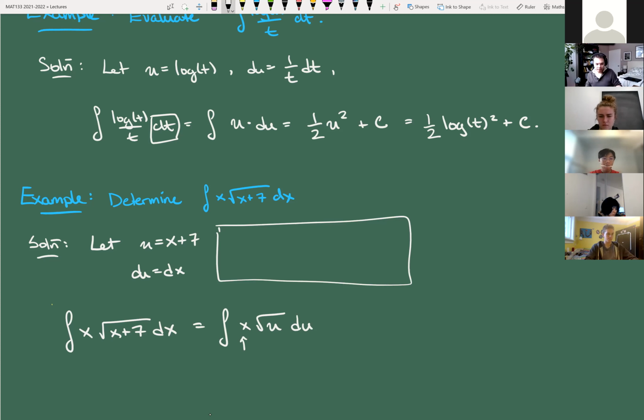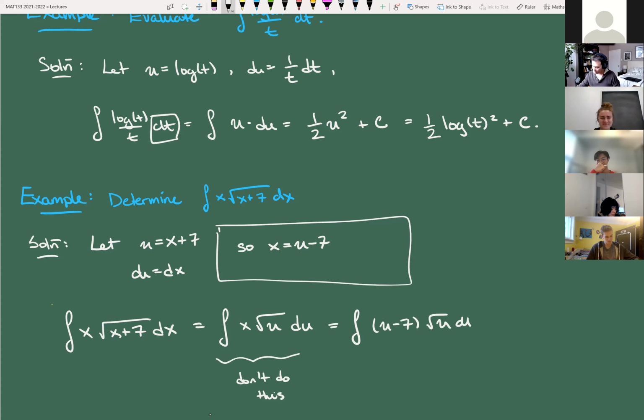I need to go back to my original substitution and figure out how to write x in terms of u, right? And exactly, x is equal to u minus 7. So I'm going to plug that in. And again, don't ever write this. I'm just doing this for pedagogical reasons. u minus 7 root u. And now we have something which we can actually integrate, right? Because let me expand this out. I now get u to the 3/2 minus 7u to the 1/2.